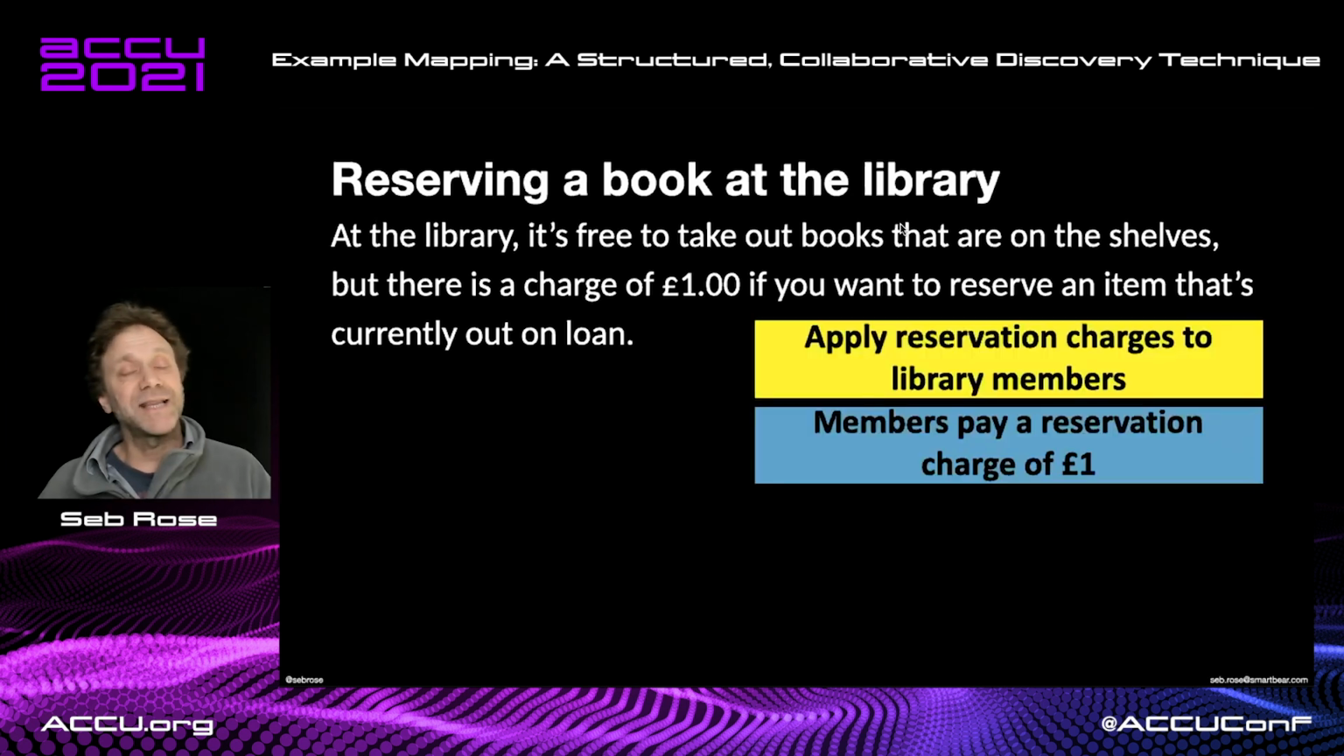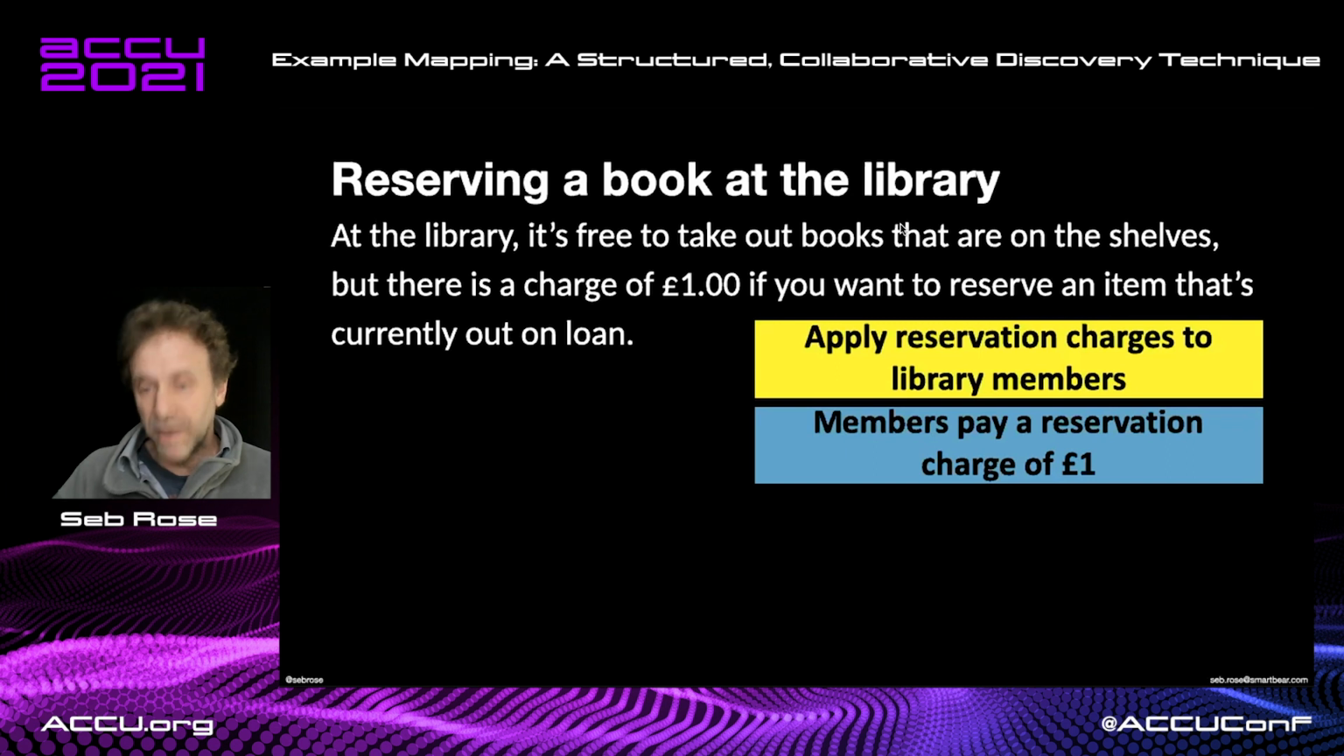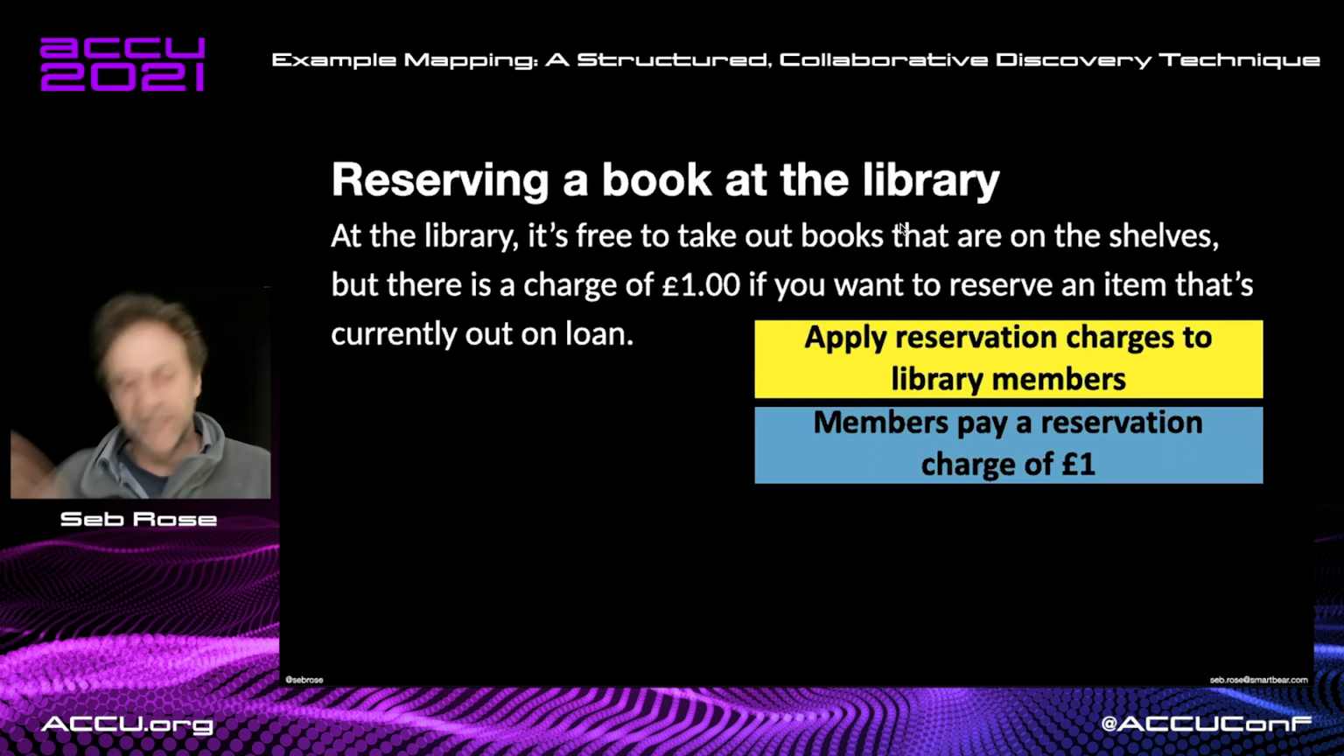At the example mapping session that discusses this functionality, the product owner or business analyst, whoever's going to be shepherding this functionality into the finished system, will come along with the story that is being implemented and a number of rules that define the scope of that story. There are probably more rules than just this one, but to constrain this sample, I'm just going to show a story with a single rule as its payload, if you like. The rule is that reservation charges should be applied to library members: members will pay a reservation charge of £1.